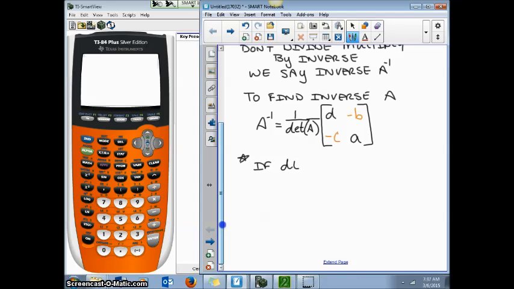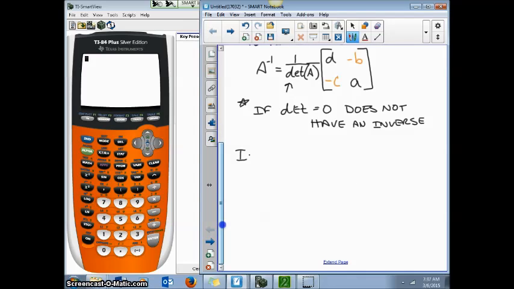So then if the determinant is 0, I had mentioned this before, it does not have an inverse. So if it says find the inverse and your determinant is 0, well, obviously you can't divide by 0, so you can't have an inverse. So there's just no inverse on that one.